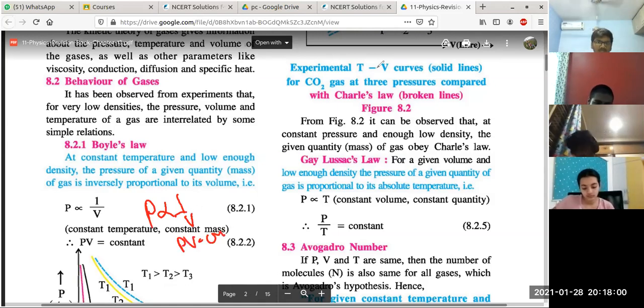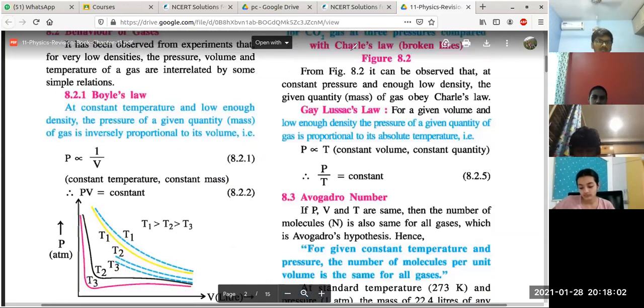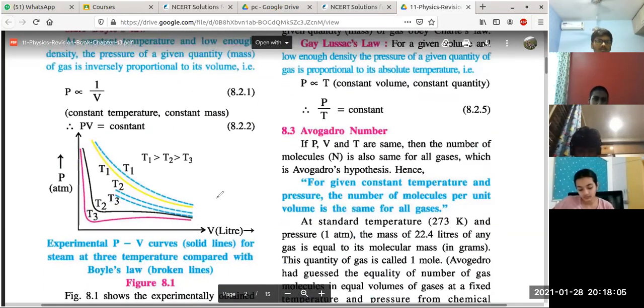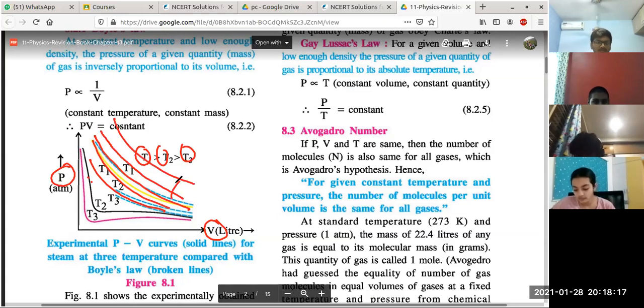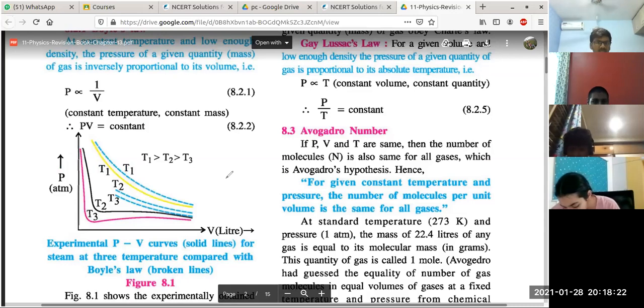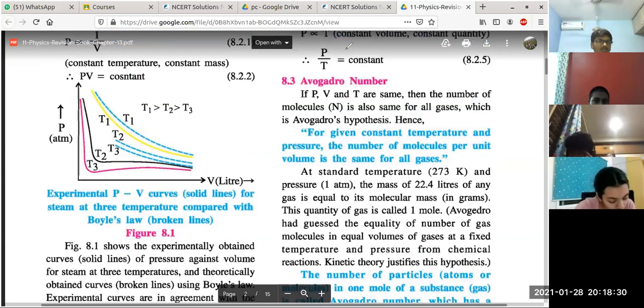The next statement is that in a PV curve, it is an isotherm. It is like this, and like this. You also have to write T1 is greater than T2 is greater than T3. The more temperature increases, the more this line goes up top. So Boyle's law is simply that P is inversely proportional to V.